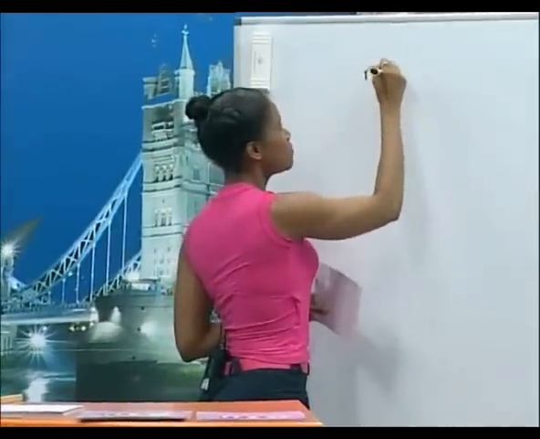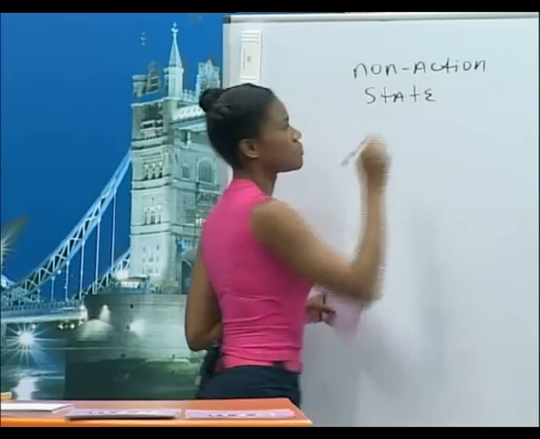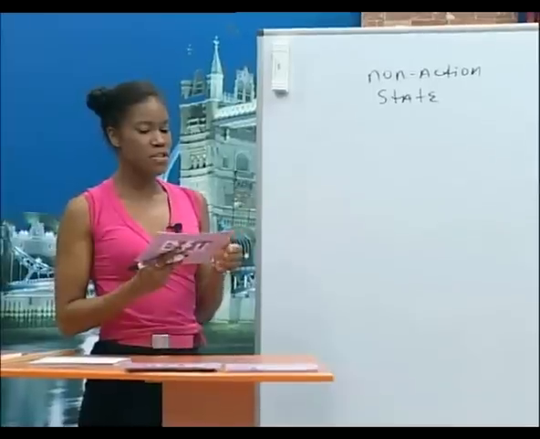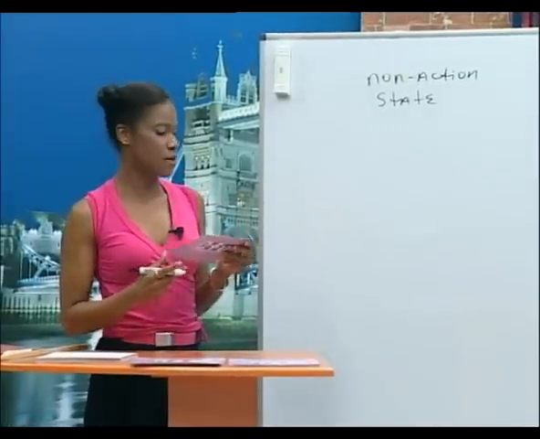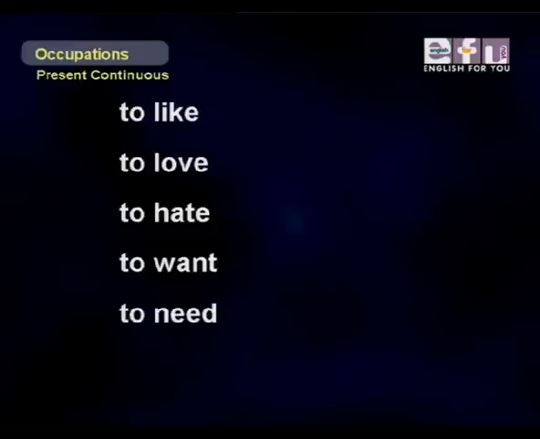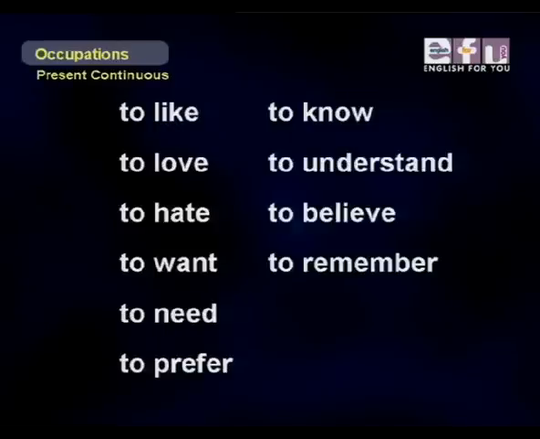Now, there are some verbs which are not normally used in the present continuous. These verbs are non-action verbs or state verbs. Take a look at these examples. All right, the verbs we don't normally use in the present continuous are to like, to love, to hate, to want, to need, to prefer, to know, to understand, to believe, to remember, and to seem.